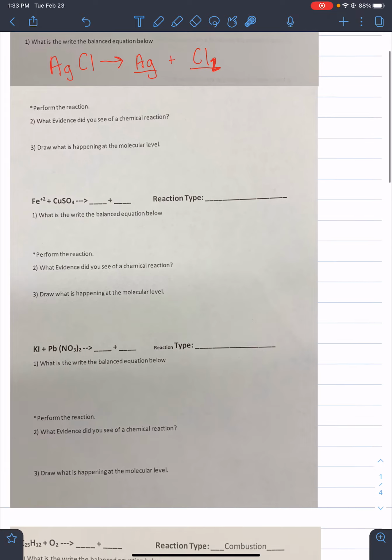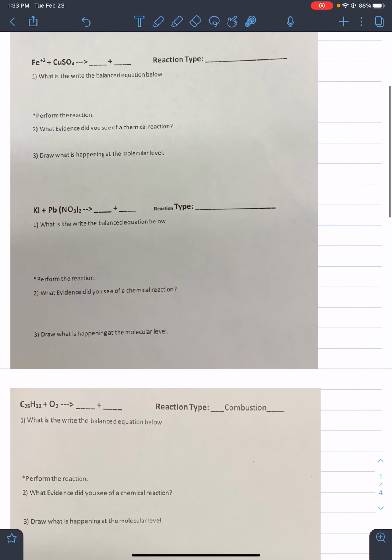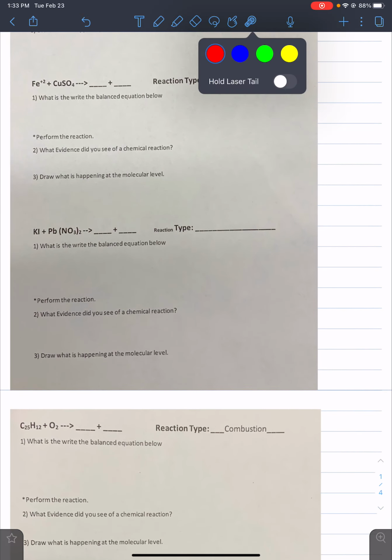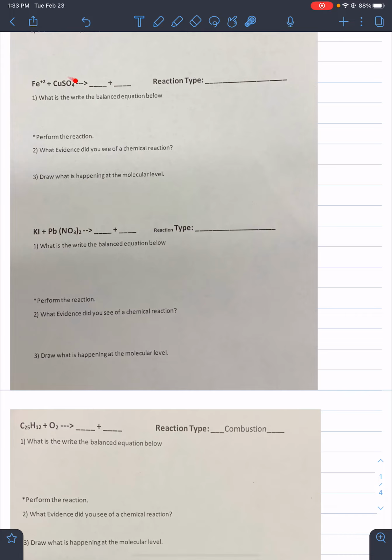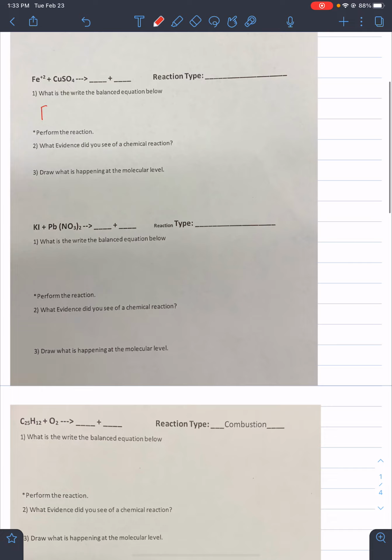Alright, now we're going to go down and do the next one. This one, we're starting to get a transition metal, so it's going to make it a little bit harder to figure out what these products are. So we know we're going to start off with an Fe plus CuSO4. Some people keep thinking that this +2 charge means we need a 2 down here, but we don't. The +2 just tells us the charge of this. It doesn't tell us what number we need down there.